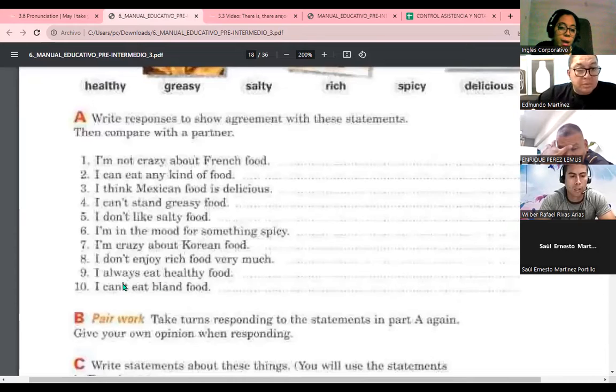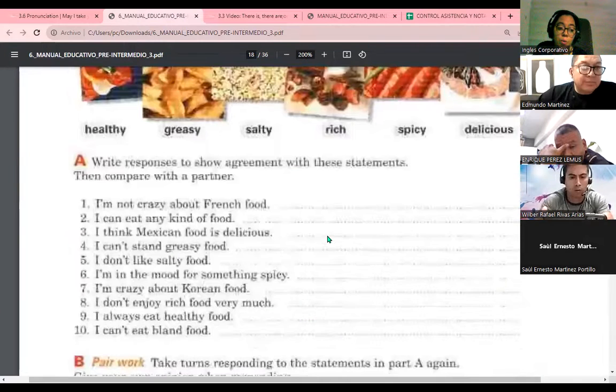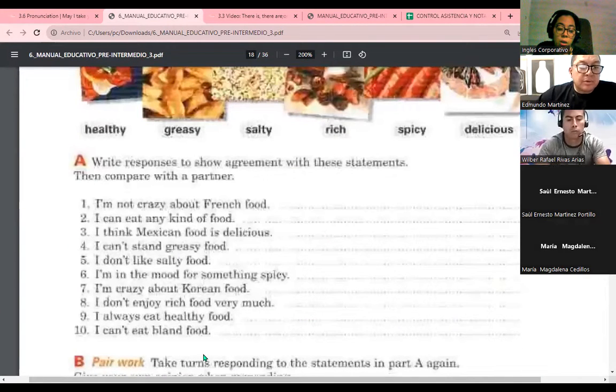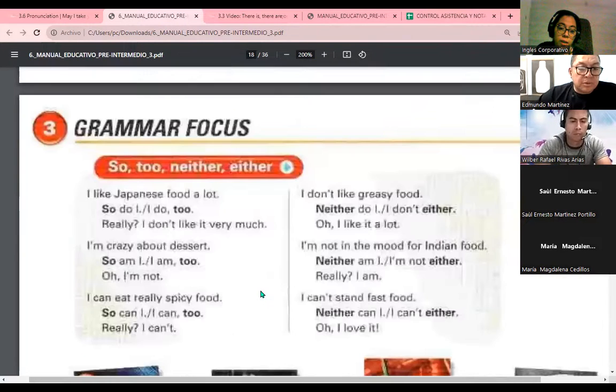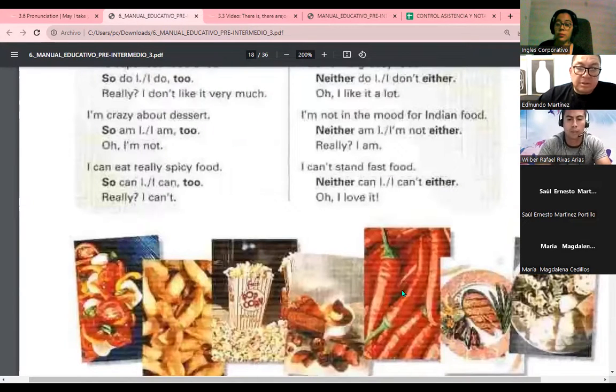Let's see. Number 9. I always eat healthy food. So do I. Very good. And the last one says, I can eat bland food. Neither can I or I can't either. Very good.